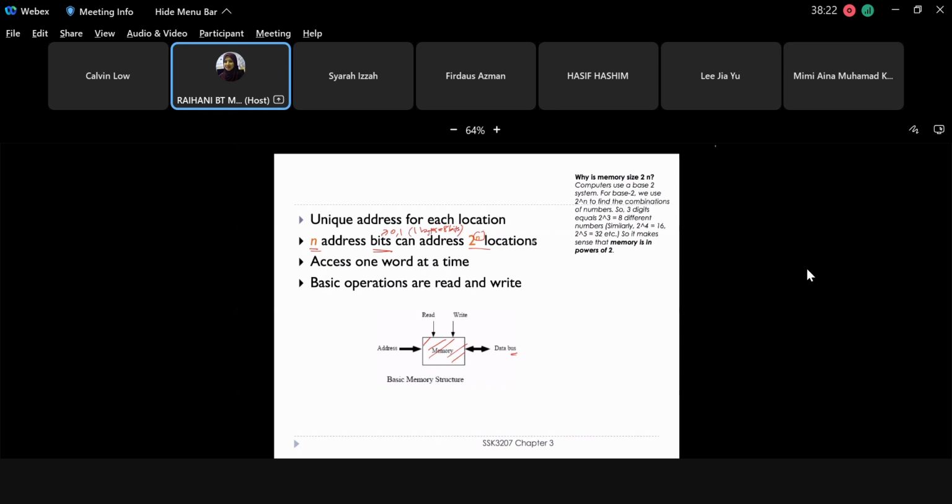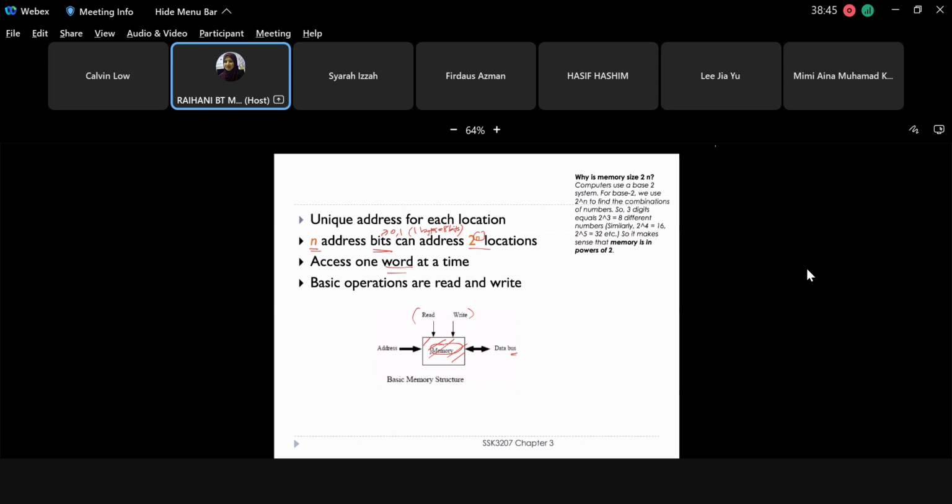In a bit format. So access one word at a time. Only one word at a time, because in memory we save the data in a word format. So the basic operations are read and write. This is the basic operation of the memory.